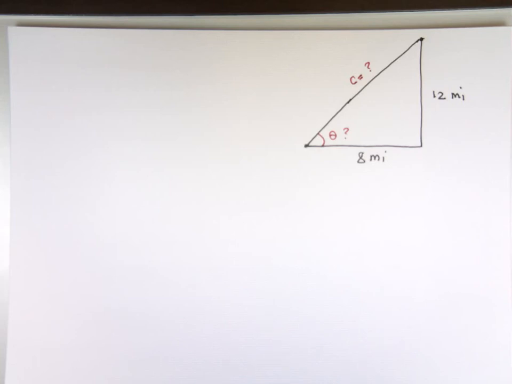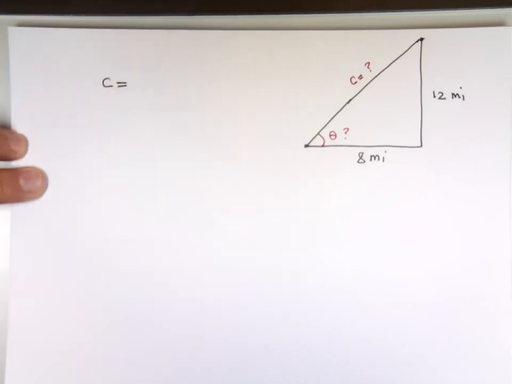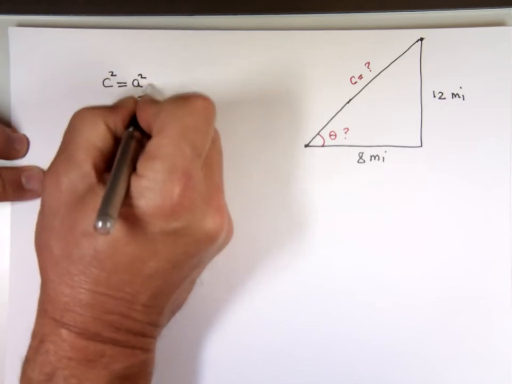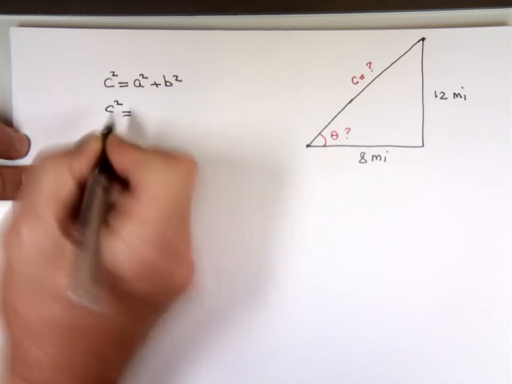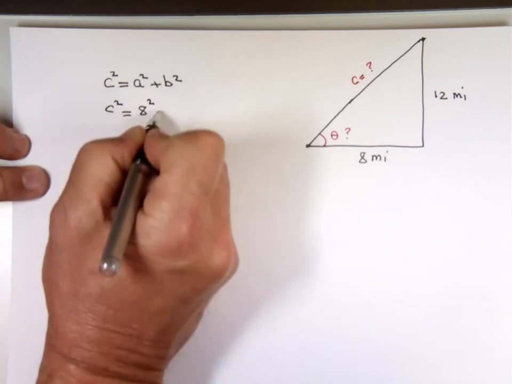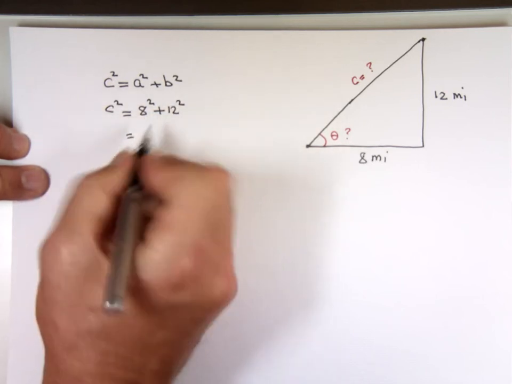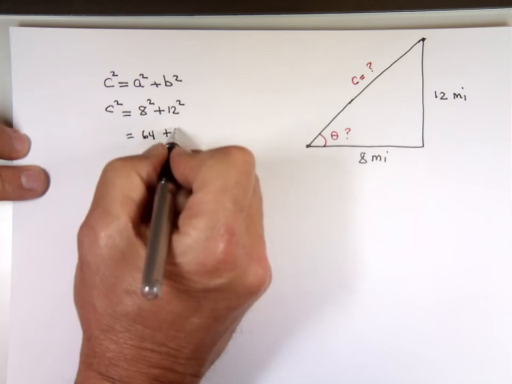We should be able to get that. How do we get what C is? C equals what? Or C squared equals what? A squared plus B squared. C squared equals what? 8 squared plus 12 squared. 8 squared is what? 64. 12 squared is what? 144.